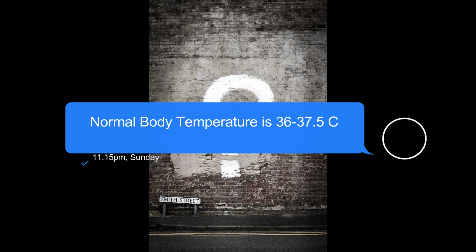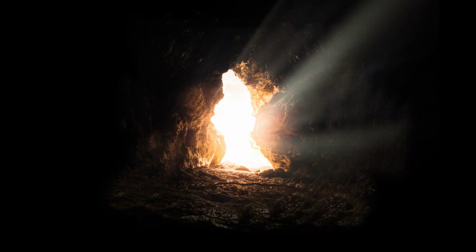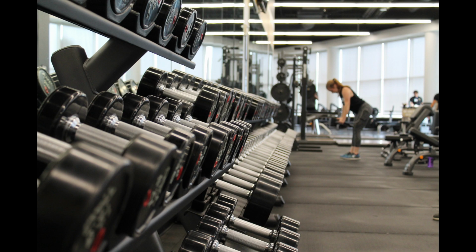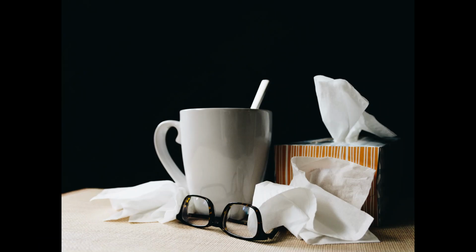So a normal body temperature is 36 to 37.5 degrees Celsius. That's going to change based on a whole bunch of factors, things like time of day, ambient temperature, exercise or activity level, stress, medications, digestion, or even illness.